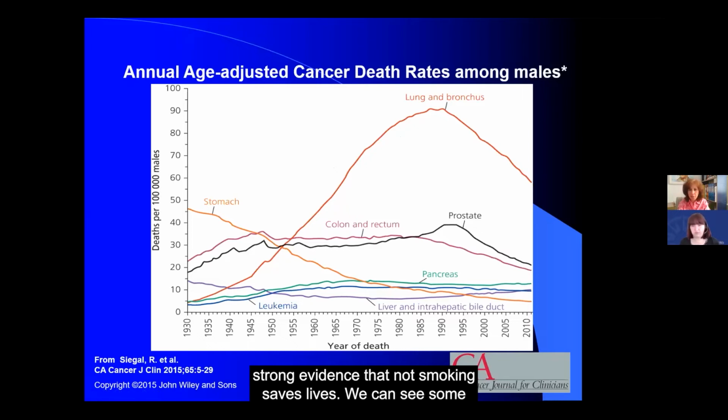Okay, we can see some other cancers have decreased. We have some cancers actually a little bit on the rise, such as pancreatic cancer and liver cancer, and these are probably due to the rise in obesity.